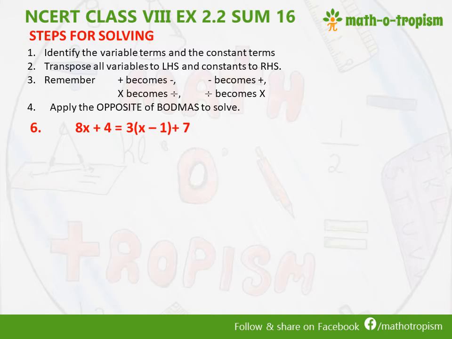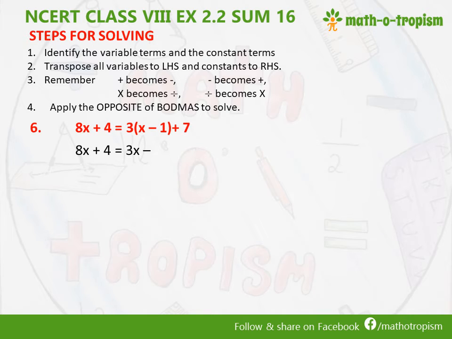Next one is 8x + 4 = 3(x - 1) + 7. Here we see a 3 and two terms in a bracket. So first, before proceeding with solving, we need to simplify the equation. Here we use the distributive property.